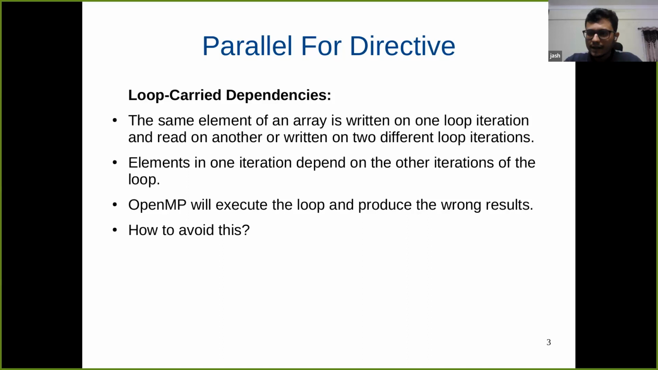So I hope the example that I gave was clear. In that example, a of 2 was being read in one iteration and written in another iteration, and those two different iterations might be picked up by two different threads, and in that case there might be some issues. The loop carry dependency can happen. So this is clear now. In this case, the element in one iteration depends on other iterations of the loop, and this leads to the loop carry dependency.